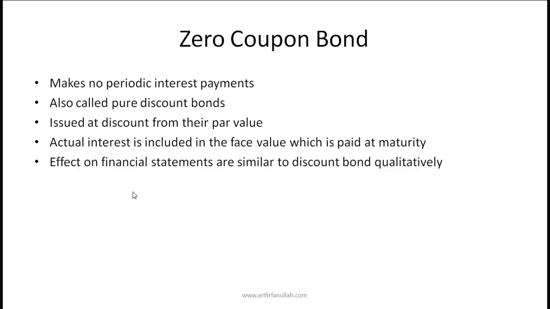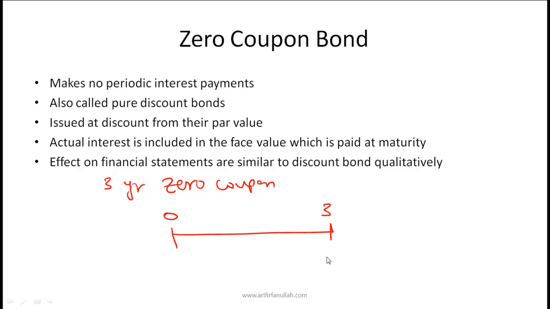Let me give you a simple example of this. Let's say that a company issues a 3-year zero coupon bond. So for this 3-year zero coupon bond, this is time 0, this is time 3, the face value is equal to say 1000, and let's say that the issue price is equal to 900. This means that the company is borrowing 900 and the face value of 1000 is how much it will pay back after 3 years. It's not making any payments in between.